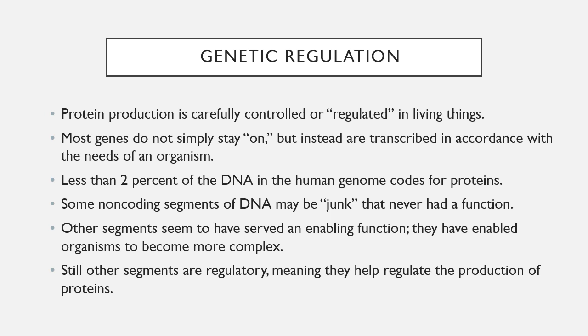Some sections of DNA may be things that don't code for anything at all, but a lot of the segments that don't code for proteins make an organism more complex, and we'll get into how that works coming up. But other segments of the DNA code are regulatory, meaning they help regulate the production of protein. So they help the body know when it needs to produce a protein. They don't actually produce a protein themselves. They help tell the body when to make proteins.